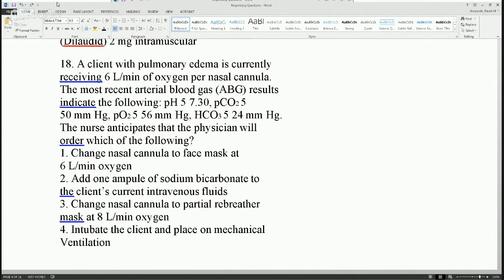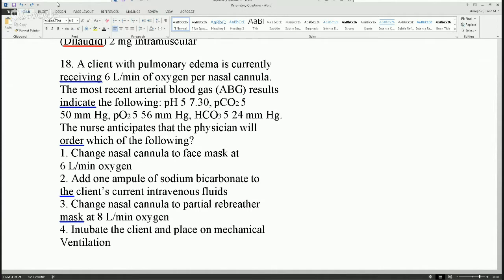It is not 1. You have to think about what you were going with. It's fairly acute. Yeah, like you said, it was a fairly acute issue. Yes, it is. So CO2 is already high. So 4. Okay. Clients exhibiting respiratory acidosis with severe hypoxemia.